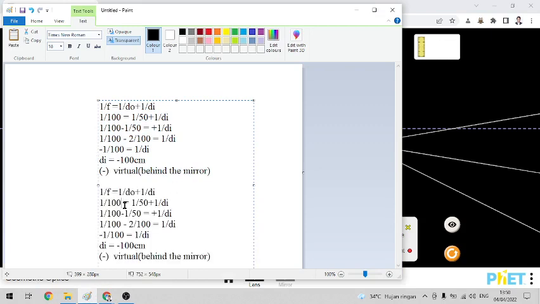The formula is the same. I just need to change this into 80, and the distance of object is 240. We do the same thing. We change this here, minus like this. Now it will be 3, and this is 240. So 3 minus 1 will be 2 over 240 equals to 1 over the I. So the I will be 240 divided by 2, 120.